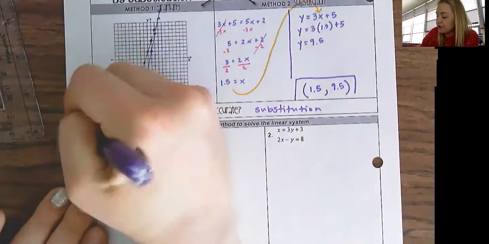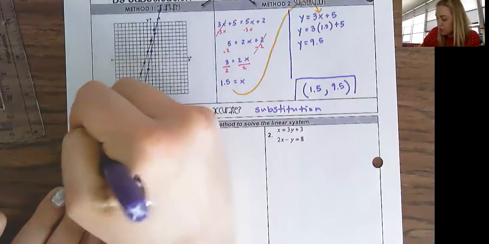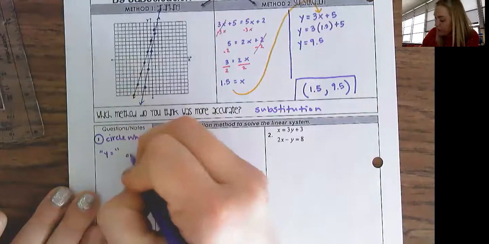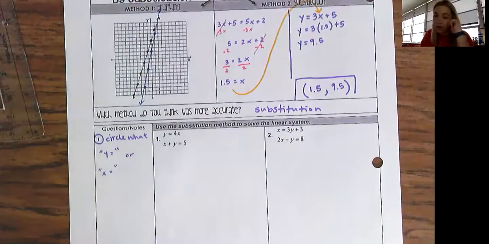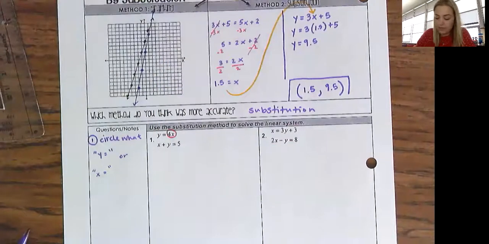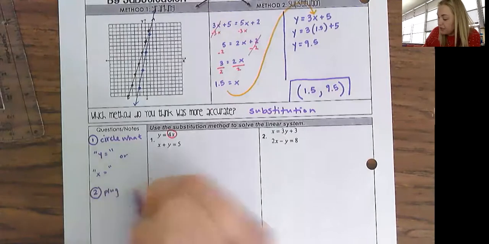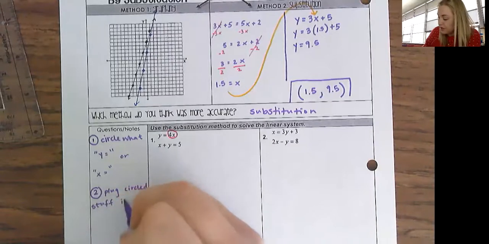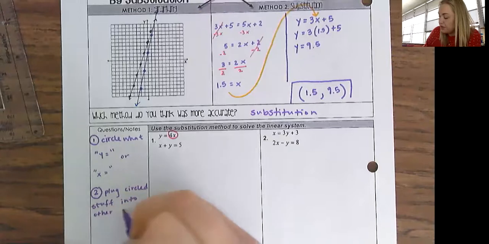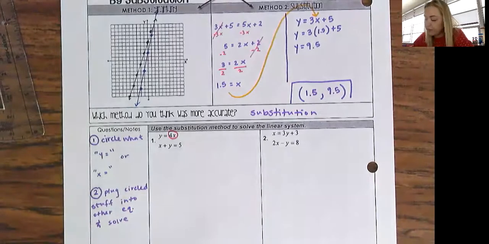The first thing that you always do is you are going to circle what y equals or x equals. You're always going to look for either y equals or x equals. So on number 1, do you see how it says y equals 4x? There's a y equals thing. Okay, so once you've circled that, 2, you are going to plug circled stuff into other equation and solve.